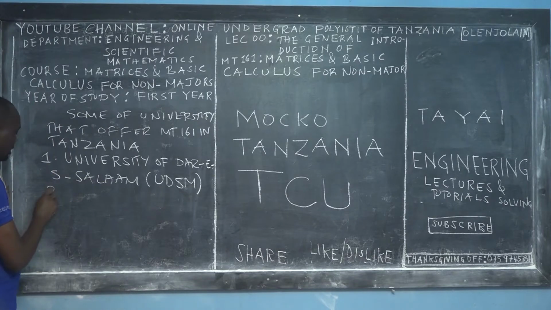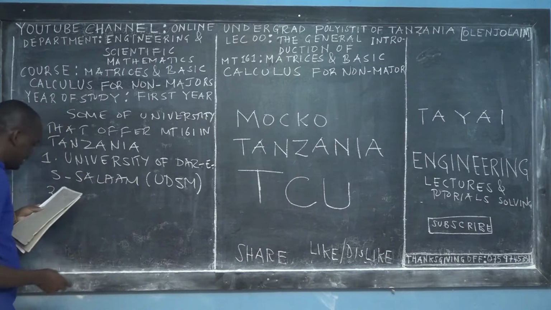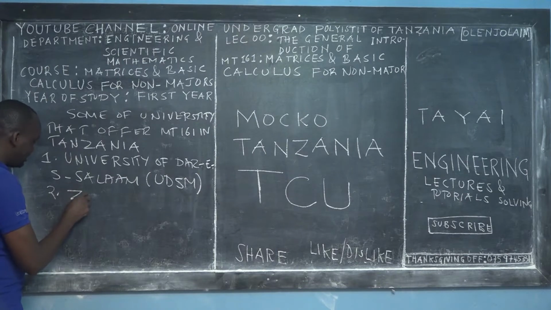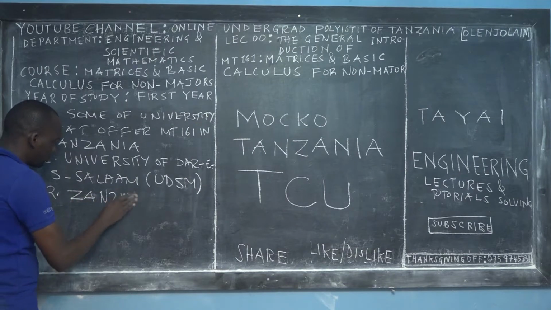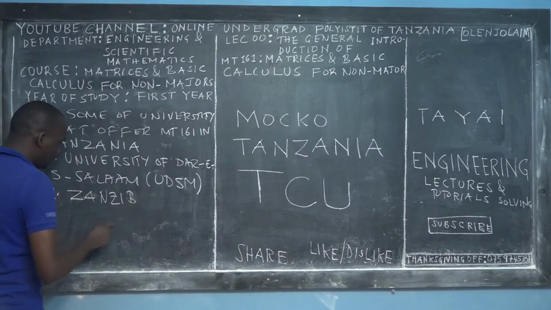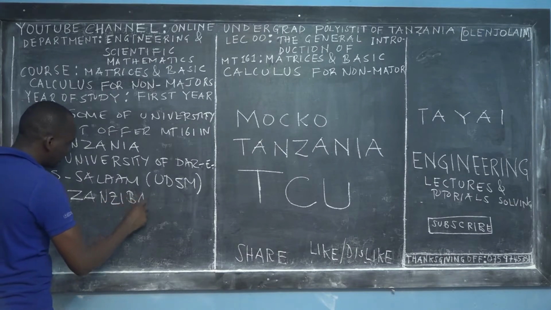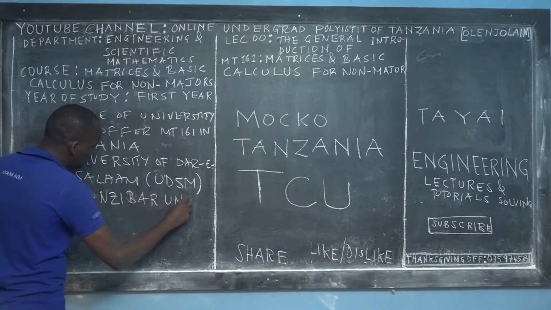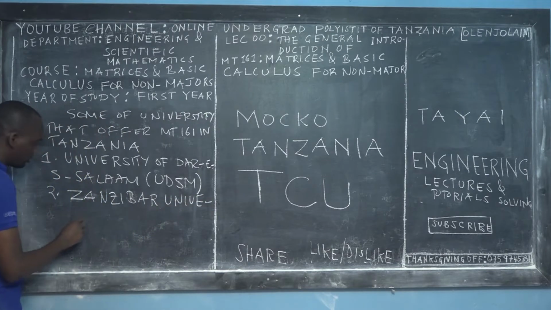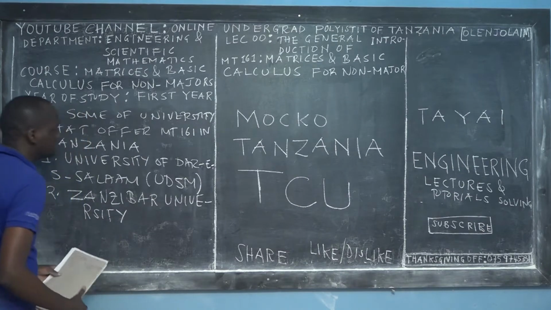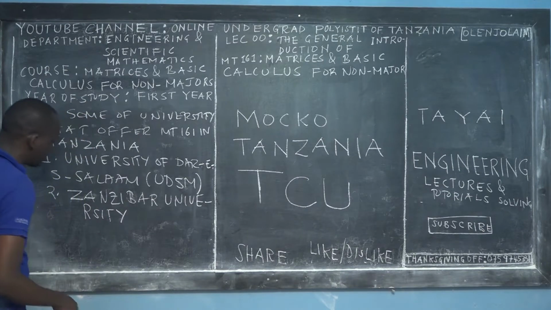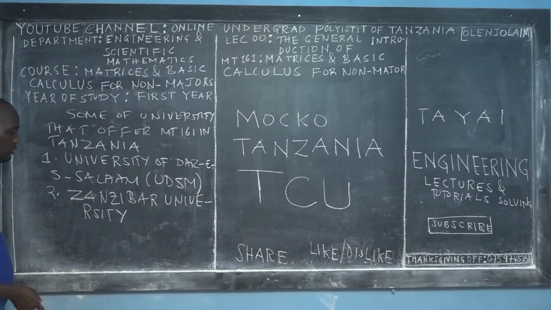The second university is fantastic. This is in Zanzibar, the island. Students who are studying engineering, or the faculty of engineering, at Zanzibar University also learn MT 161, Matrices and Basic Calculus. So, Zanzibar University.